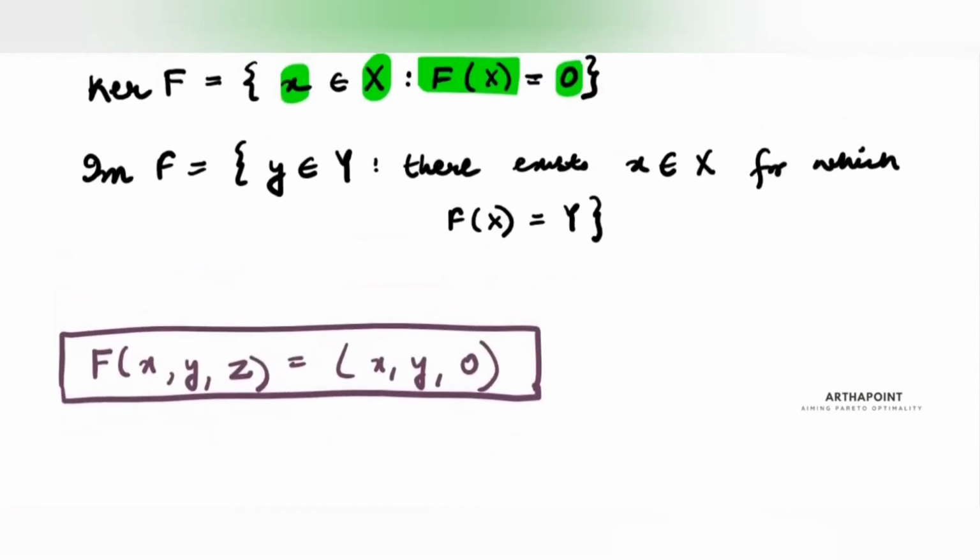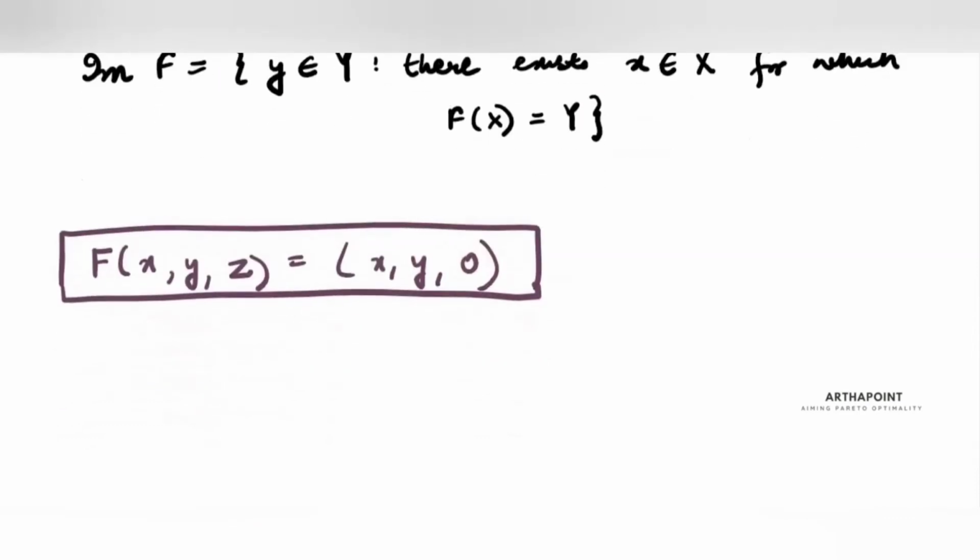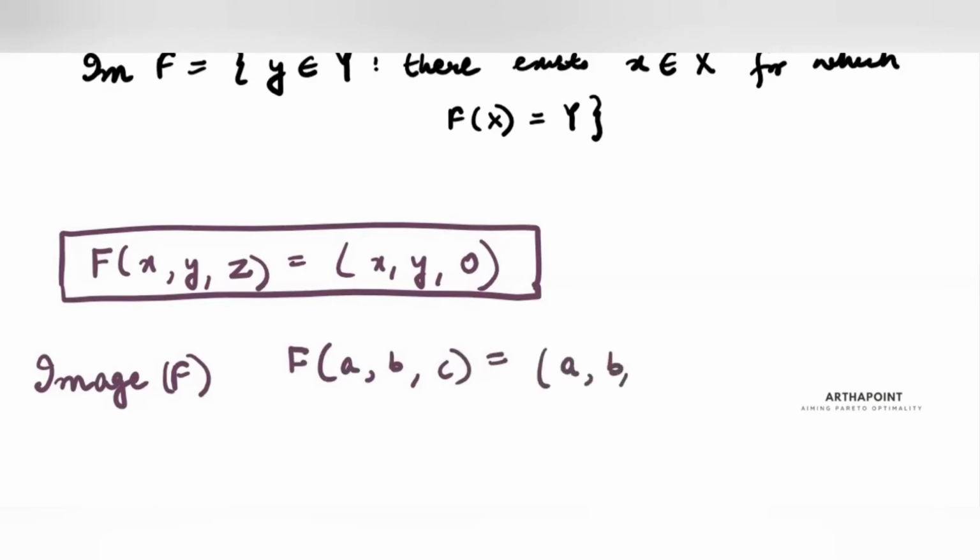And then we will talk about the kernel. So, if you ask me what is the image of the function, then please see what my function is. You take a vector (a, b, c), you put it in the function, and you get the response as (a, b, 0). You take any vector that has 3 dimensions, and you get a response where the third dimension is 0.